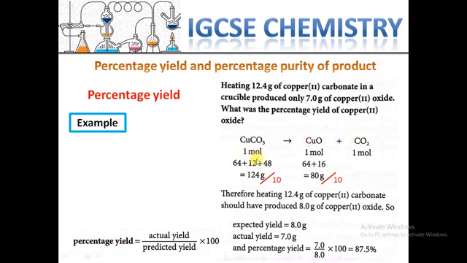For each 1 mole we can get 124 gram for copper 2 carbonate and 80 gram is copper oxide. This value can be taken from the periodic table. We learned before how we can measure it. It's a very simple way to calculate the molar mass of a compound.